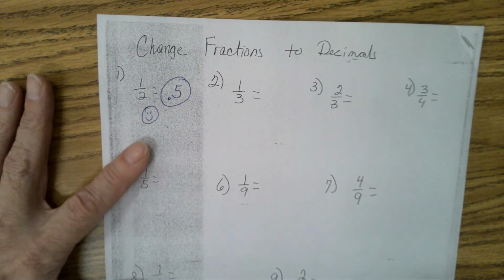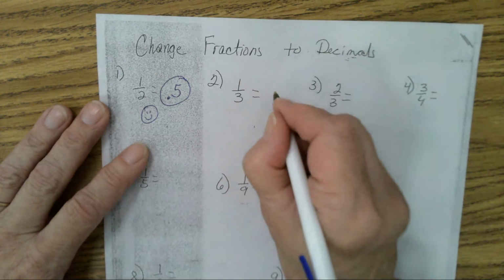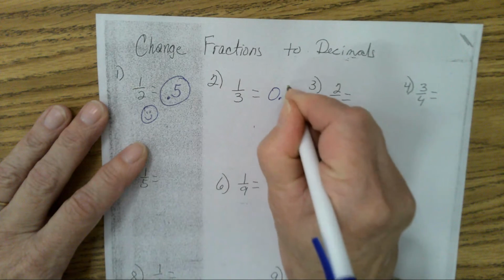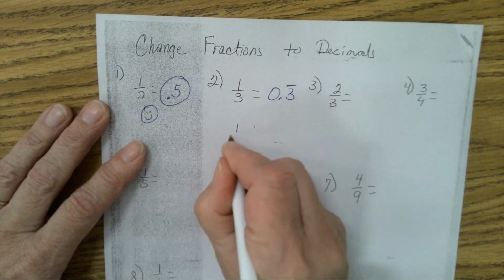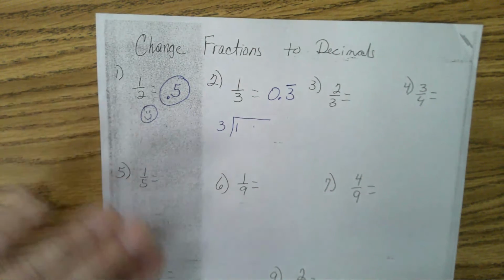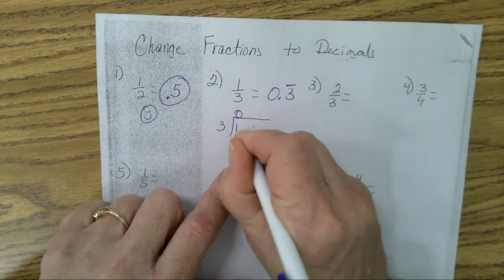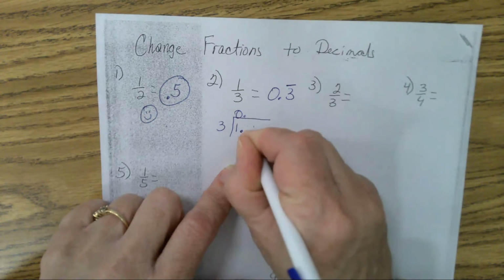That's the next one. This one is 0.3 repeating. Now, if you don't have it memorized, this is what you do. 1 in the box, 3 outside it. Okay, write that down. How many 3s live in a 1? None. Put in a decimal point, add a 0.